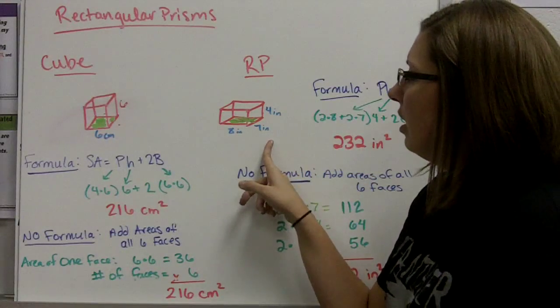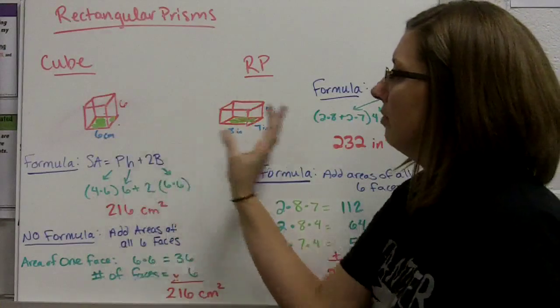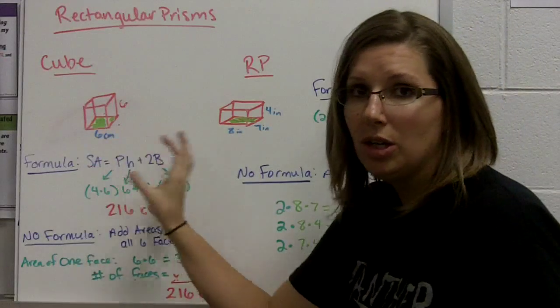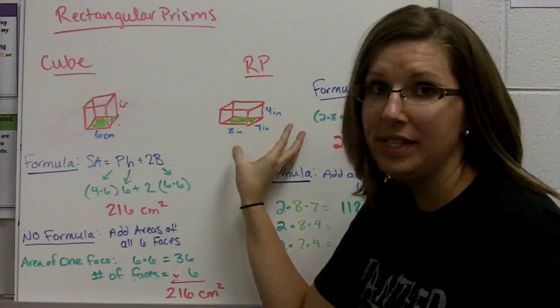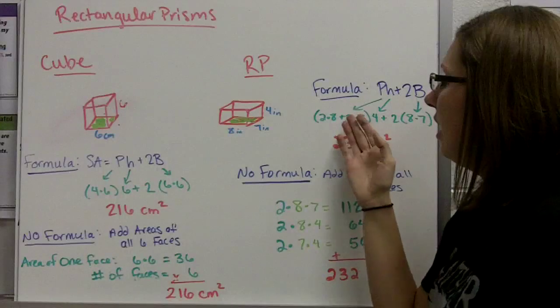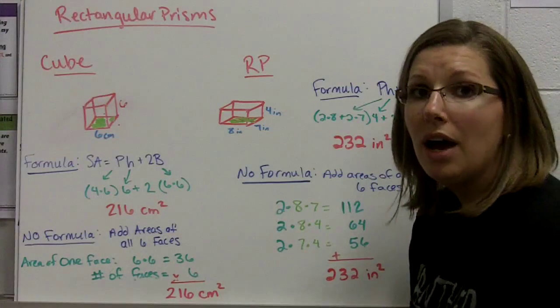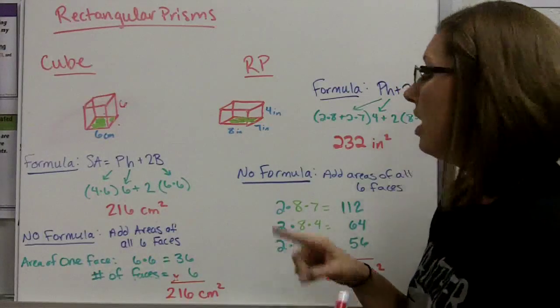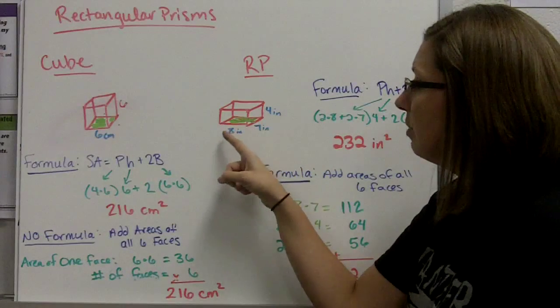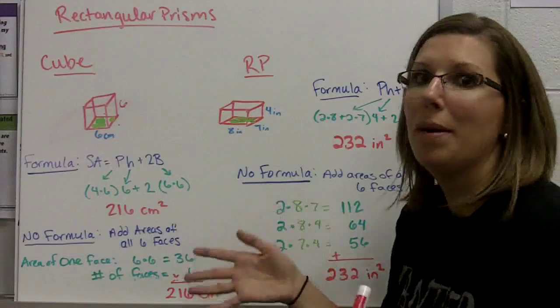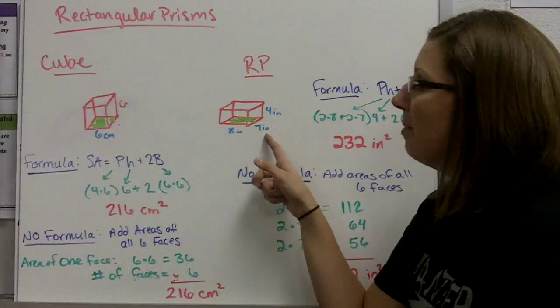Here I've got a little bit different rectangular prism. It's not a cube. All of the side lengths are not the same. So if I were to use this formula, this is how it would look. Again, same formula. Find the perimeter of the base. In this case, the base is this bottom rectangle. It's 8 by 7.